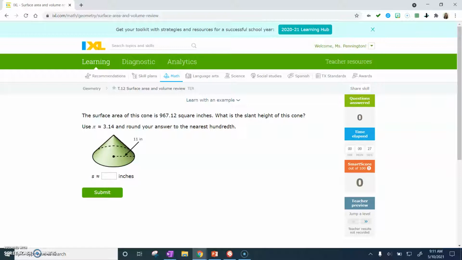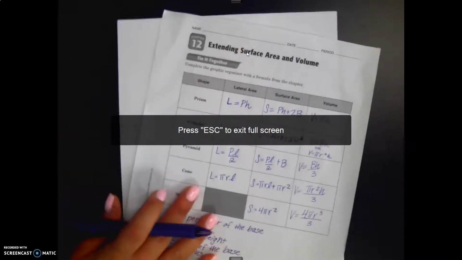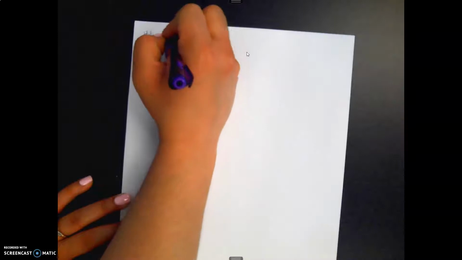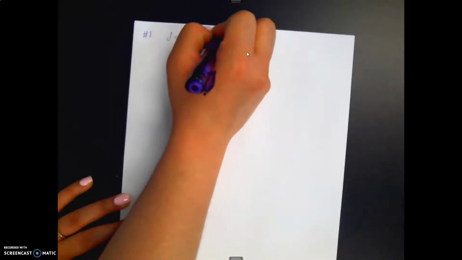So let's get started. It says the surface area of this cone is 967.12 square inches. What is the slant height? The first thing that I'm going to do is look at my formula sheet because I know that it's a cone and they want surface area. So I'm going to jot down my cone formula, and that is pi RL plus pi R squared.